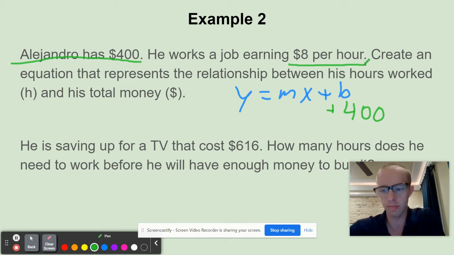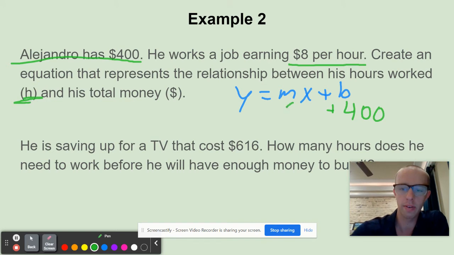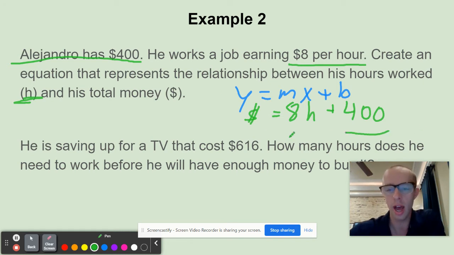So if I said, how much money does he earn in 5 hours? You do 8 times 5. If I said, how much money does he earn in 4 hours? You do 8 times 4. Each time you're multiplying 8 times the amount of hours. And here, we're using the variable h to represent the amount of hours. So I can write this as 8h is equal to Alejandro's total money. And so now I have my equation. Alejandro's total money equals 8 times the amount of hours he's worked plus the 400 he started with.